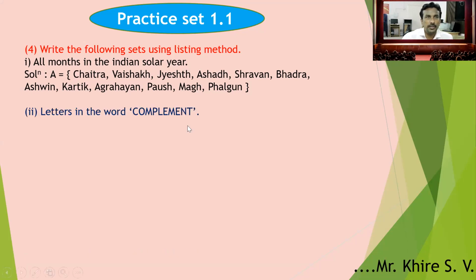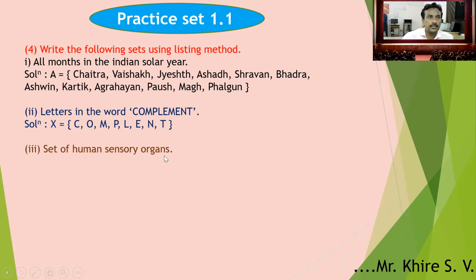Letters in the word complement. Write down the set of letters in the word complement. Suppose X is the set. C, O, M, P, L, E, and again M is there. Then don't write it 2 or 3 times. If there are the same letters in the same word, then you have to write down only one time. Use one letter one time in the set. E is also repeated, N and T is there.